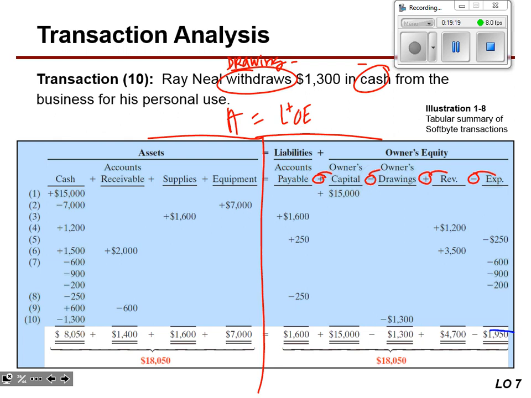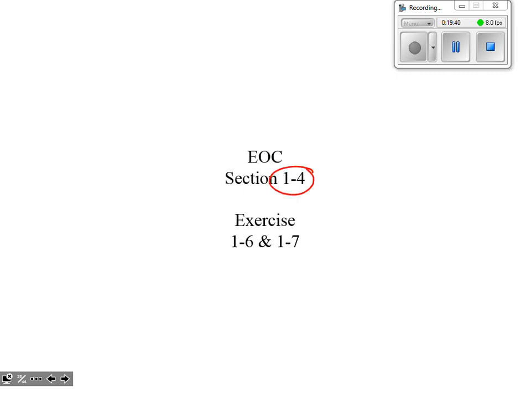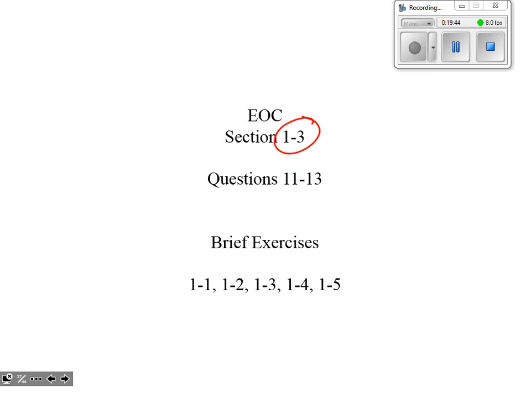Are you feeling a little bit better about it today? It's because we've done it now a couple days. I would like to pause and do some end of chapter work with you. We are going to do some end of chapter work for the third section. We are going to do some end of chapter work for the fourth section. Whatever we don't finish will become your homework.